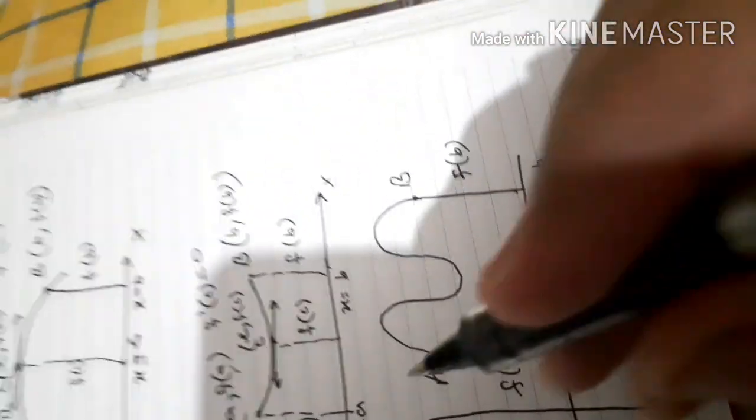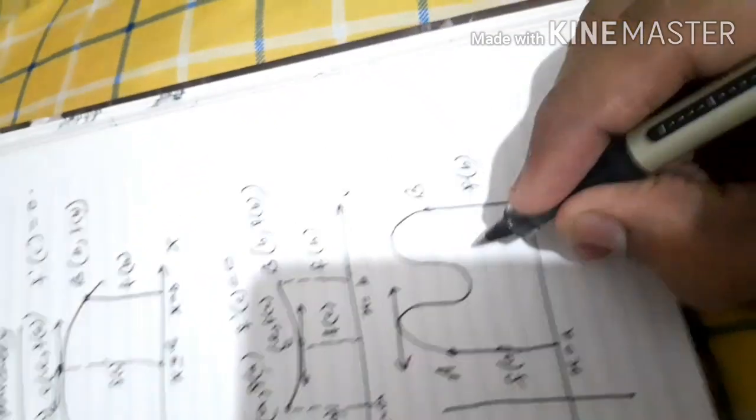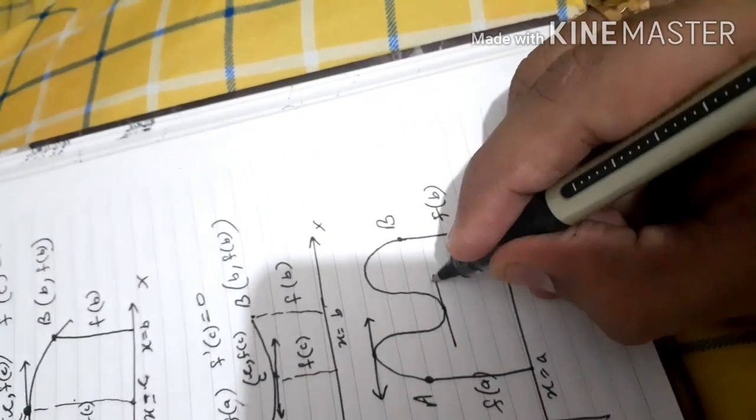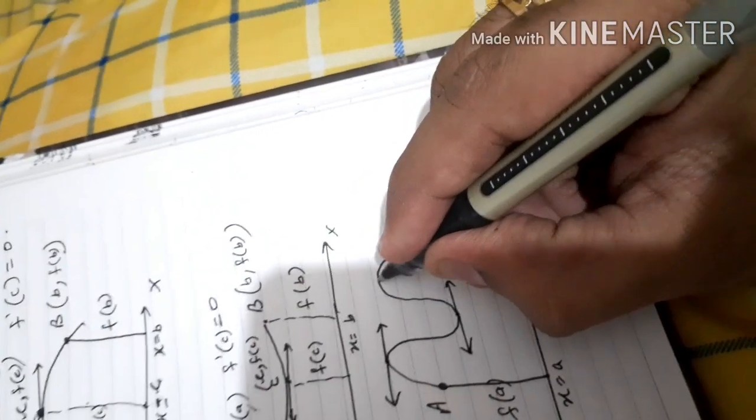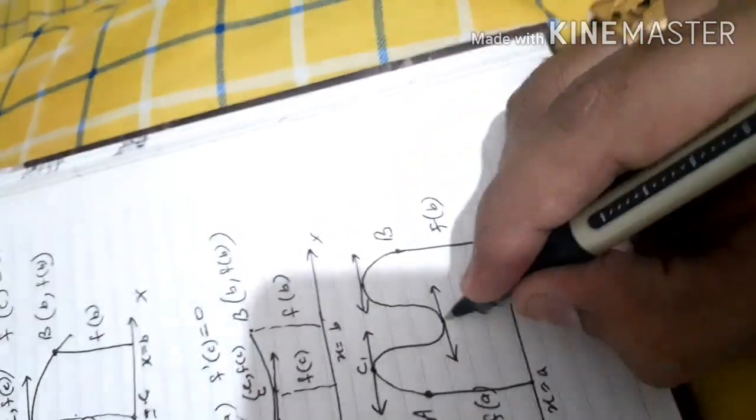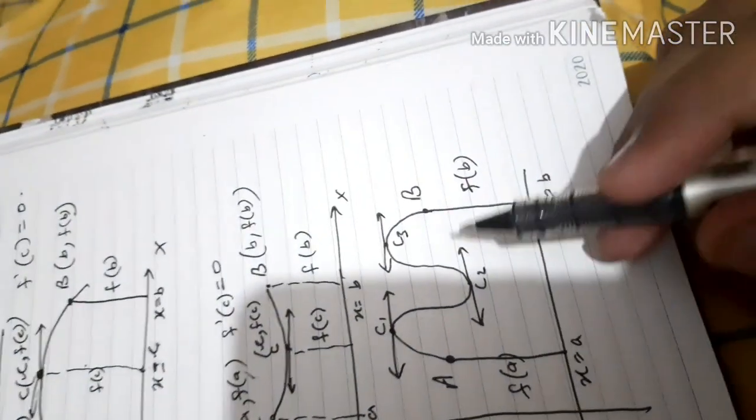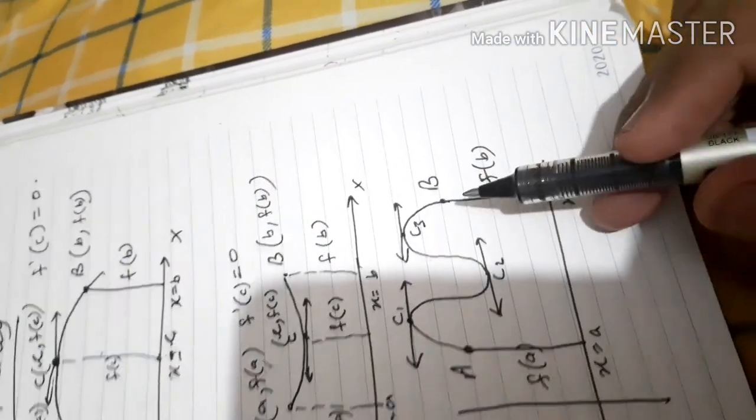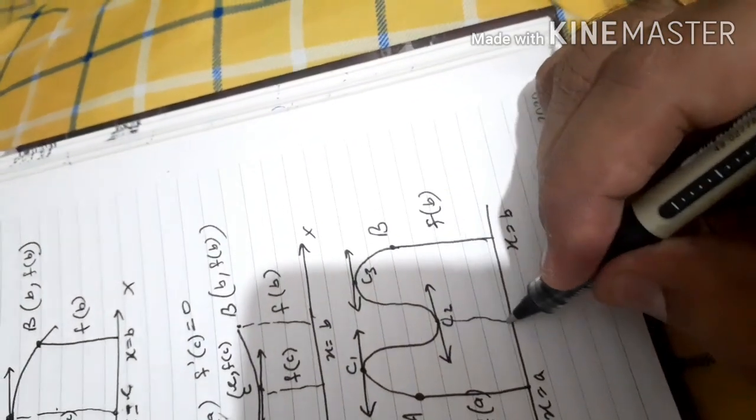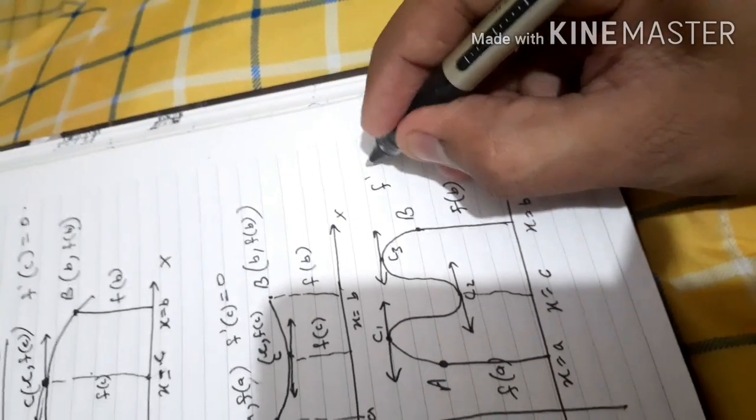Same in the third graph, we can draw tangents in between. Here we can draw one tangent, here one tangent, here one tangent. So here we get, let it be c1, here c2, here c3: at least one point in between A and B where x is equal to c, where f'(c) is equal to 0.